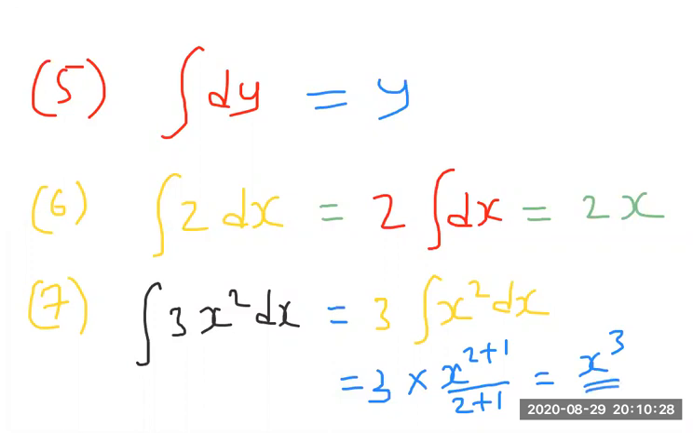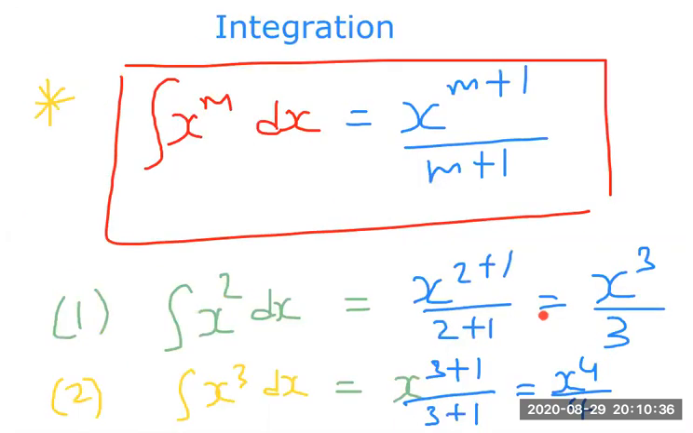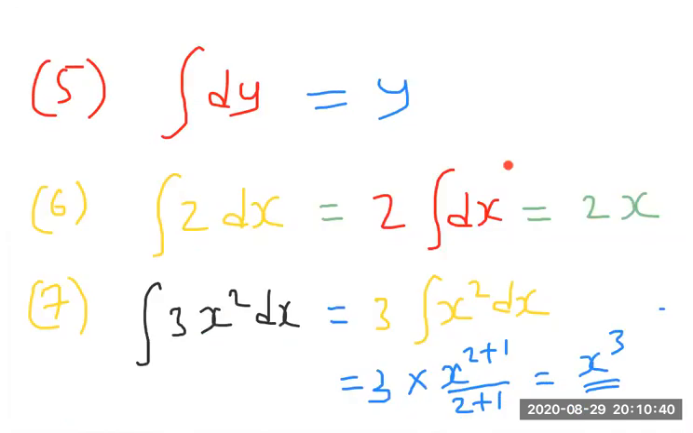What we did: 3 first kept outside, integral x square dx. For x square dx, from our formula, what is our main formula? x power m plus 1 by m plus 1. From that formula I applied this one. x square dx means I can write x power 3 by 3. This 3 is cancelled, and I am left with x cube. I hope you are clear till here. Fine.